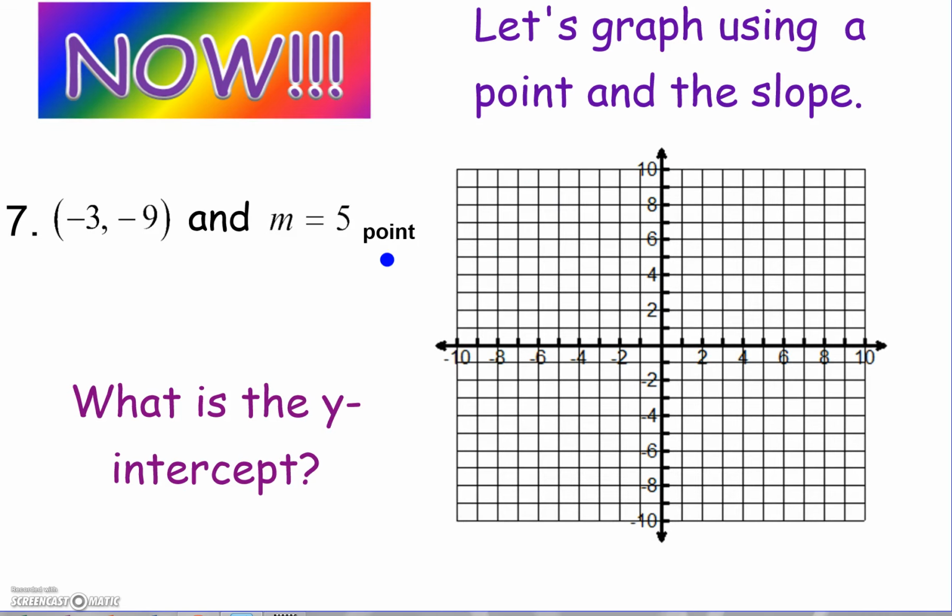Let's graph using a point and the slope. So my point is -3, -9. And my slope is 5. So I'm going to rise up 5. 1, 2, 3, 4, 5. And go over 1. I wish I could draw with a straight line.